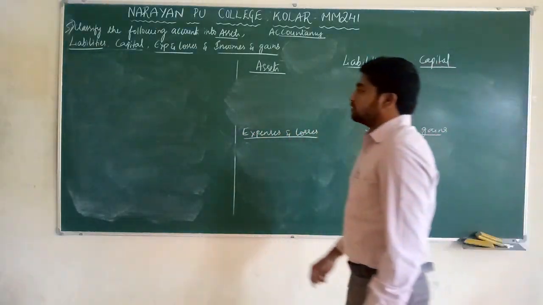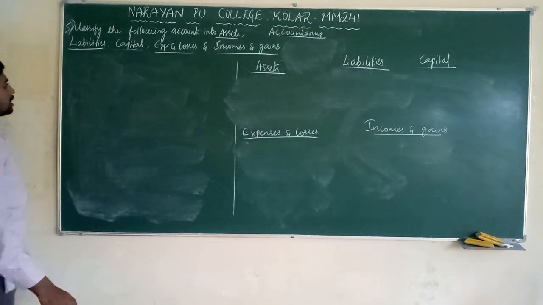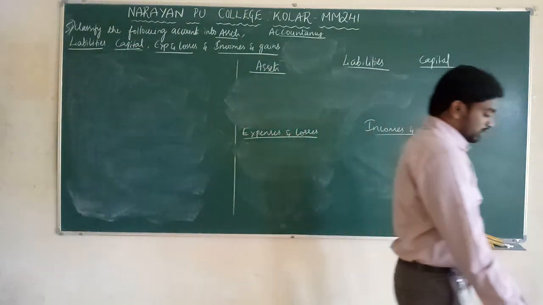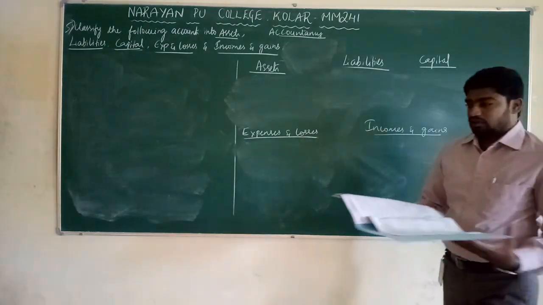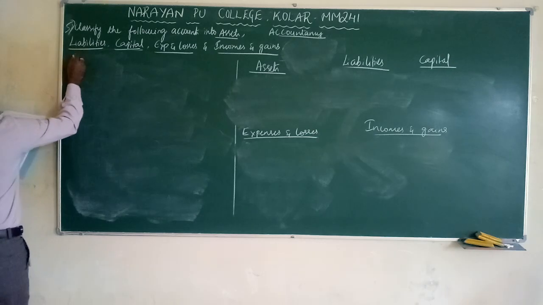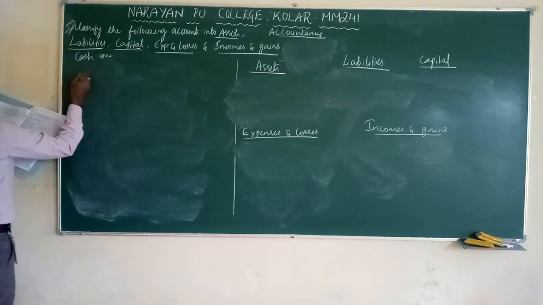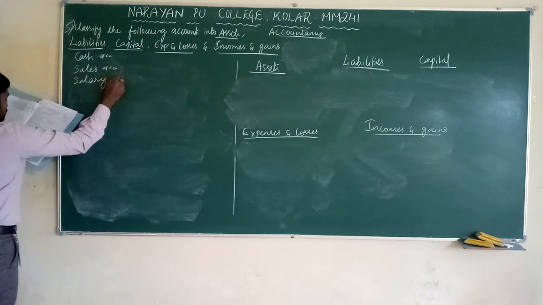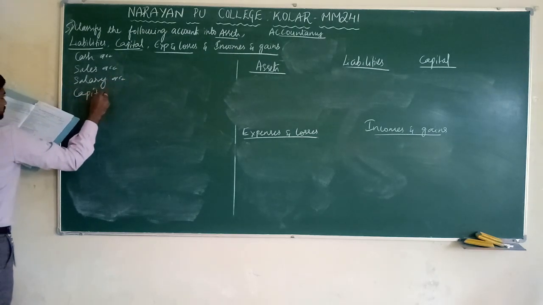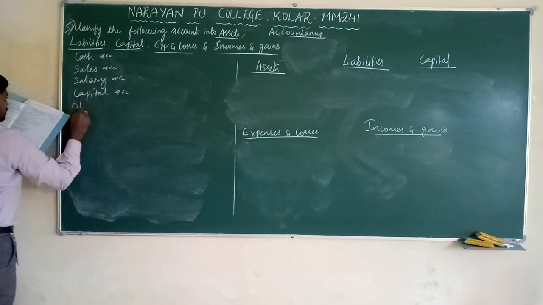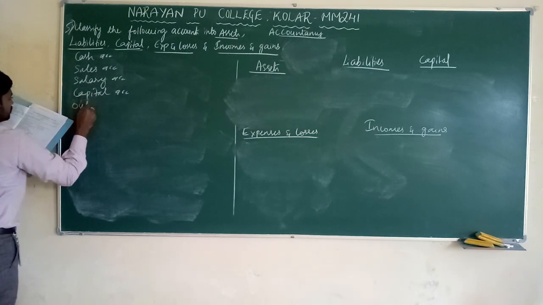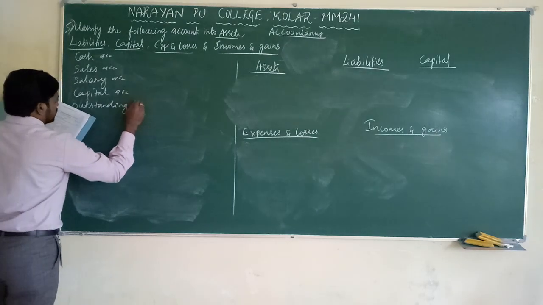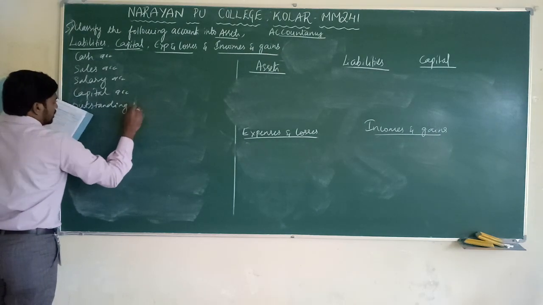Same question, write on. Classify the following accounts into assets, liabilities, capital, expenses and losses, and incomes and gains. Write one by one. What are the items they have given to you? Cash account, sales account, salary account, capital account, outstanding rent account.